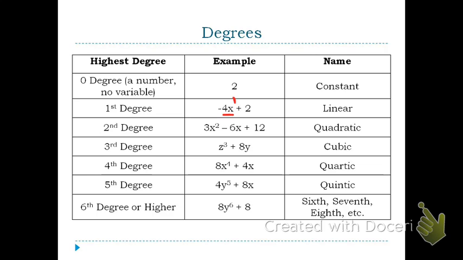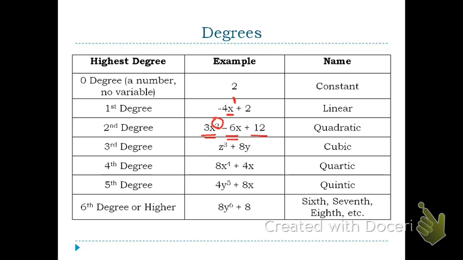The highest exponent on the next polynomial is 2, this number right here. Let me try rewriting that. So in our third example, we have a polynomial that has 1, 2, 3 terms in it. 2 of those terms have variables in it. The first and the second term, there is a variable in each. But the highest degree, which means the term with the highest exponent, is 2.